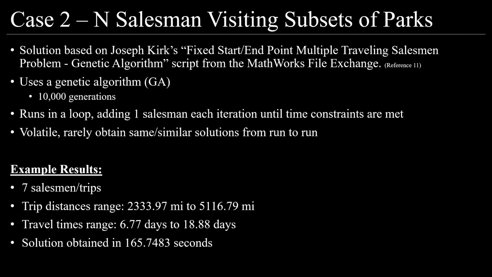Because of this, what's presented here is just an example of the output. In this case, I got 7 salesmen, or 7 unique trips, with distances ranging from just over 2,000 miles to just over 5,000 miles, and travel times ranging from about 7 days to about 19 days. This solution was obtained in just under 3 minutes, and that includes all the time to loop up to 7 trips.